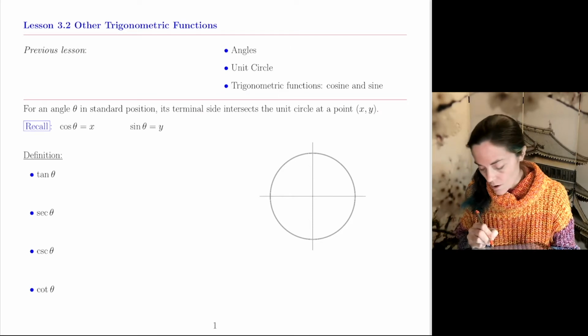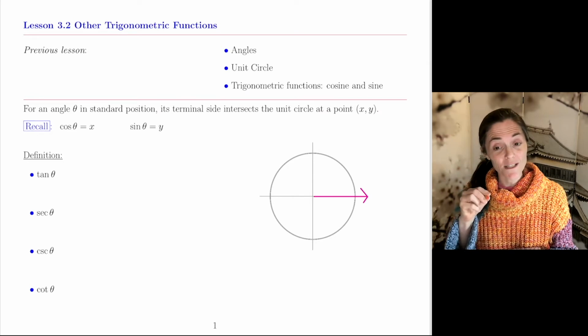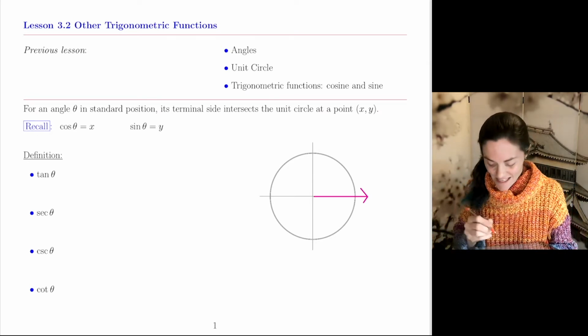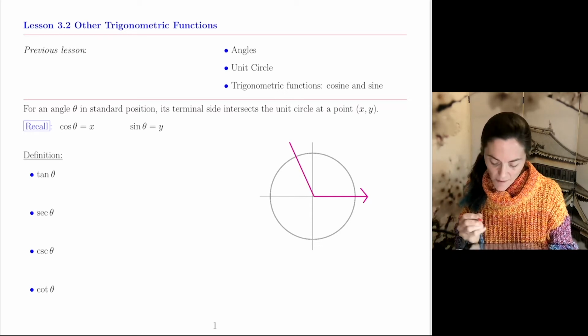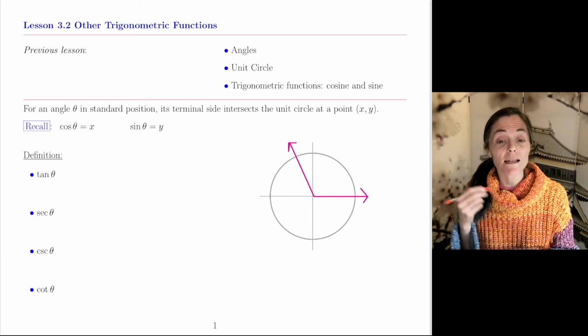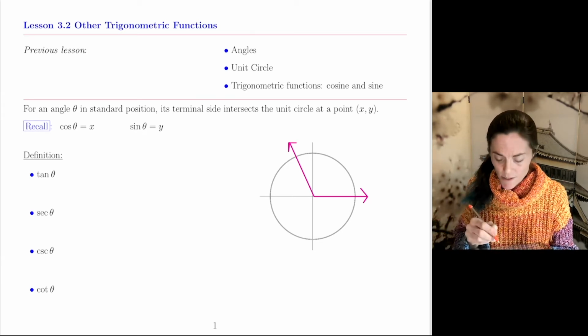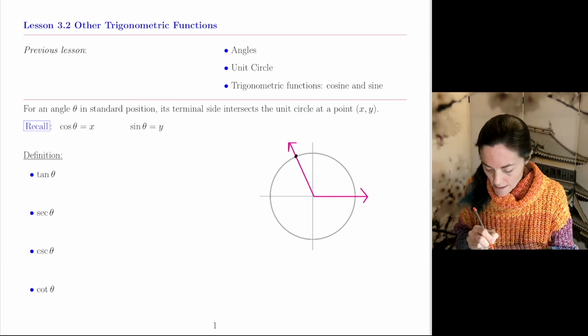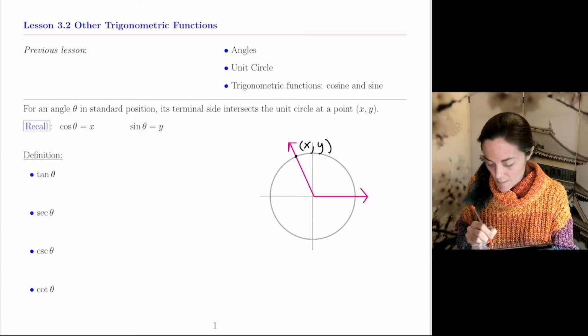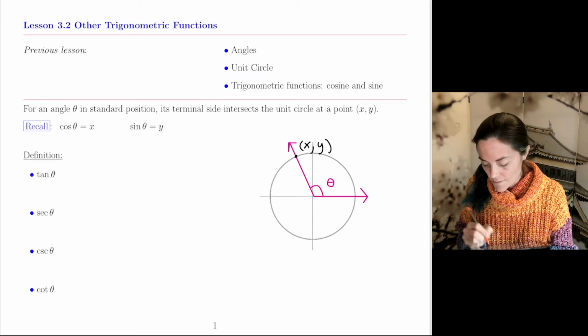First, let's recall, if you have an angle theta in standard position, which means its vertex is at the origin, its initial side points along the positive x-axis, and then its terminal side intersects the unit circle at some point (x, y). So here would be the point (x, y). For this theta I have drawn, you notice it's in quadrant 2, which is perfectly fine. But here's my angle theta.